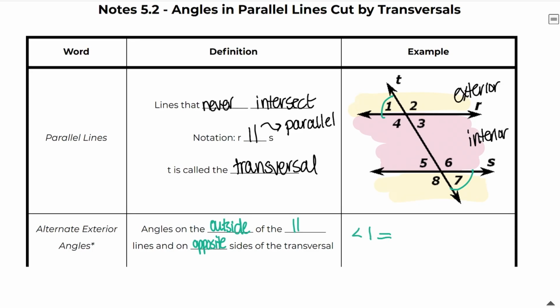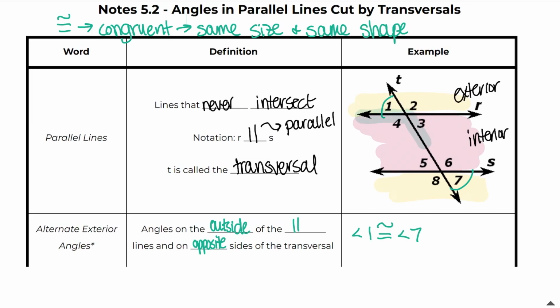So we would say angle 1 is congruent to angle 7. This symbol right here means congruent, and congruent means that they are the same size and the same shape. So they would be equal to each other. Angle 1 is congruent to angle 7. If you notice here, this is going to create a Z. Angle 1 and angle 7 create the letter Z. So this is also known as the Z pattern. Another example would be angle 2, which would have to be congruent to angle 8.